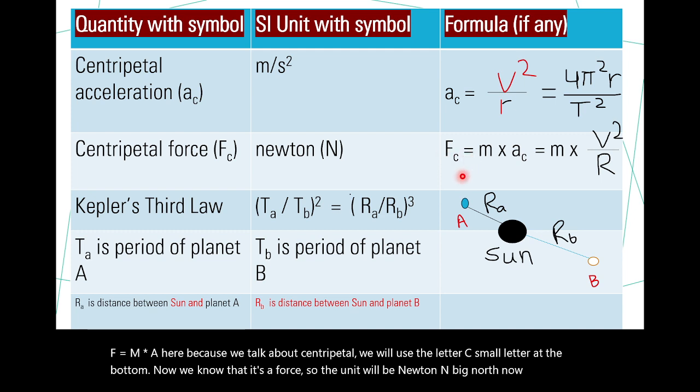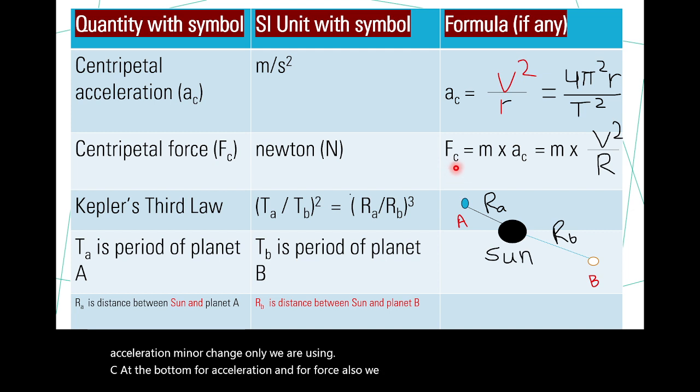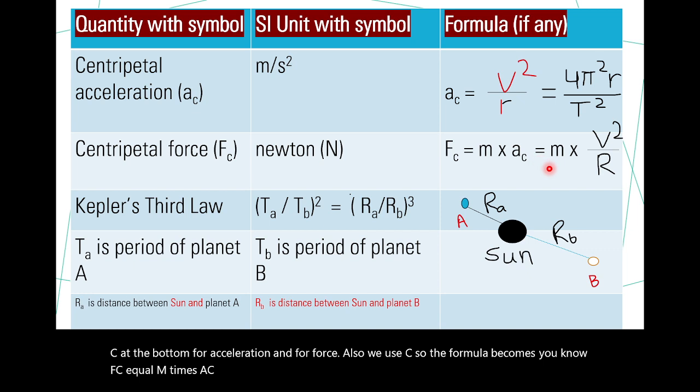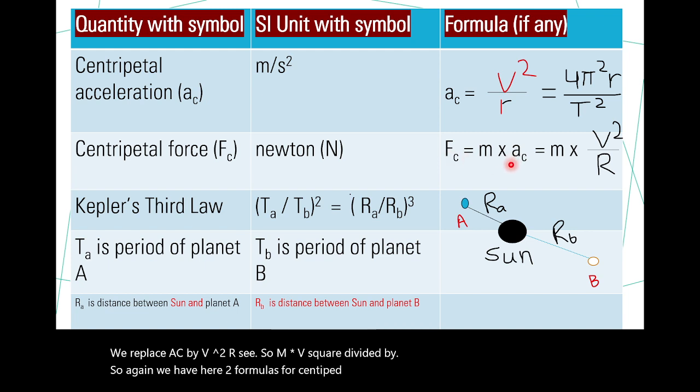Now, centripetal acceleration: a minor change, we only use c at the bottom for acceleration, and for force also we use c. So the formula becomes Fc equals m times ac, and we replace ac by v squared over R. So Fc equals m times v squared divided by R. Again, we have two formulas for centripetal force. This is one and this is the second.